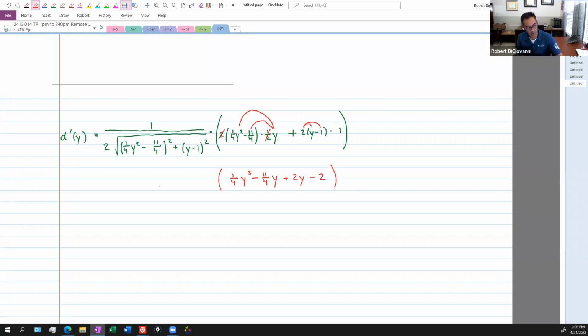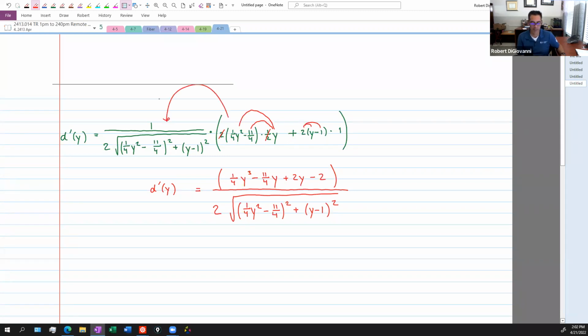And then let me do this. D prime of y equals, isn't it, all of that over 2 square root of all that junk: 1/4 y squared minus 11/4, all that squared, plus y minus 1 squared. Isn't that what it is? All I did was slide this whole thing on top of that. There's our derivative.